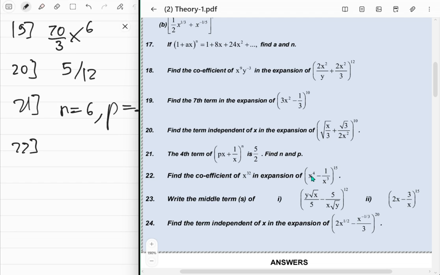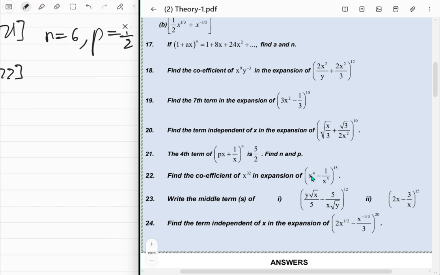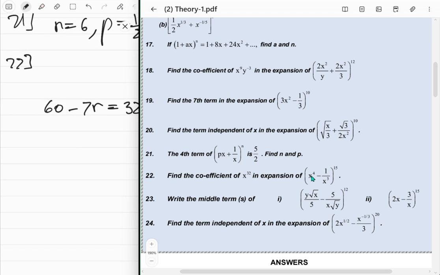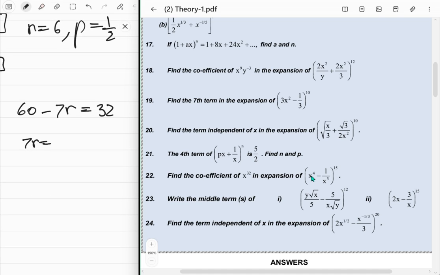Why do they want me to do this thing? Okay, 15 times 4 is just 60. 60 minus 4r minus 3r is 60 minus 7r. Oh no, sorry. 60 minus 7r is equal to 32, right? So 7r is equal to 60 minus 32, which is 28. r is equal to 4. There we go, so the r equal to 4 term.